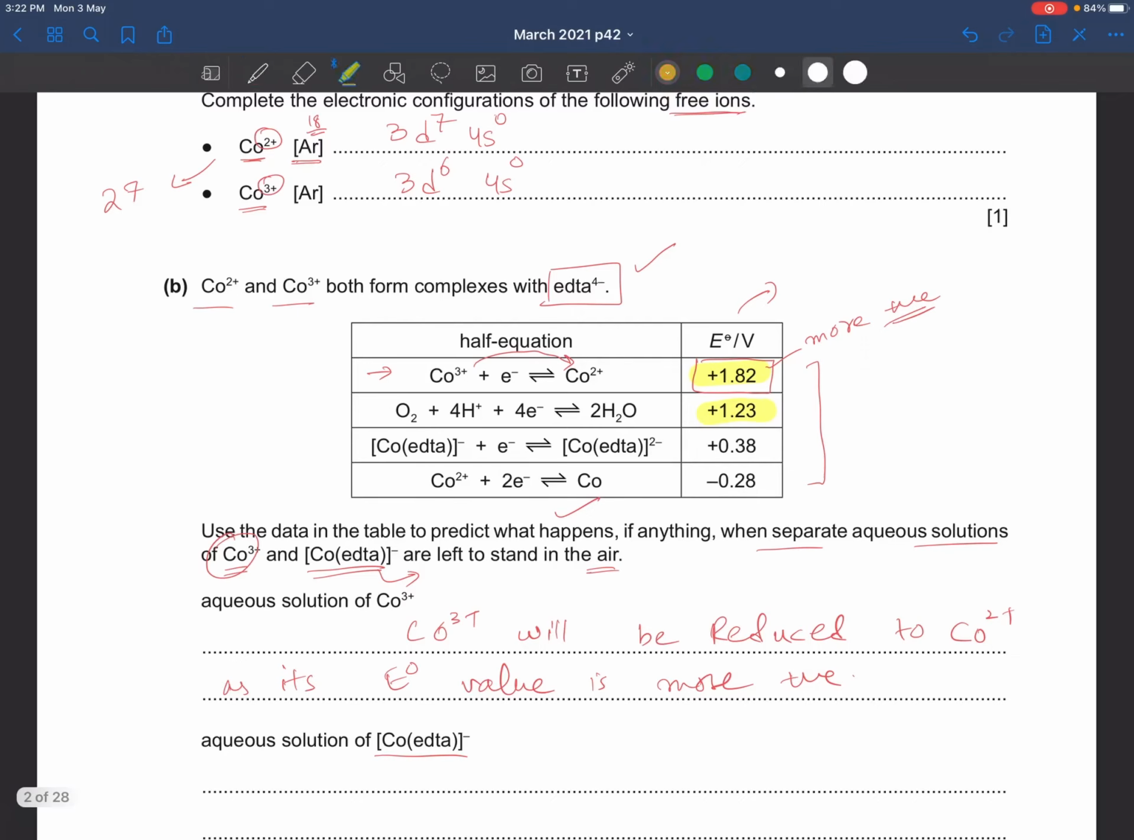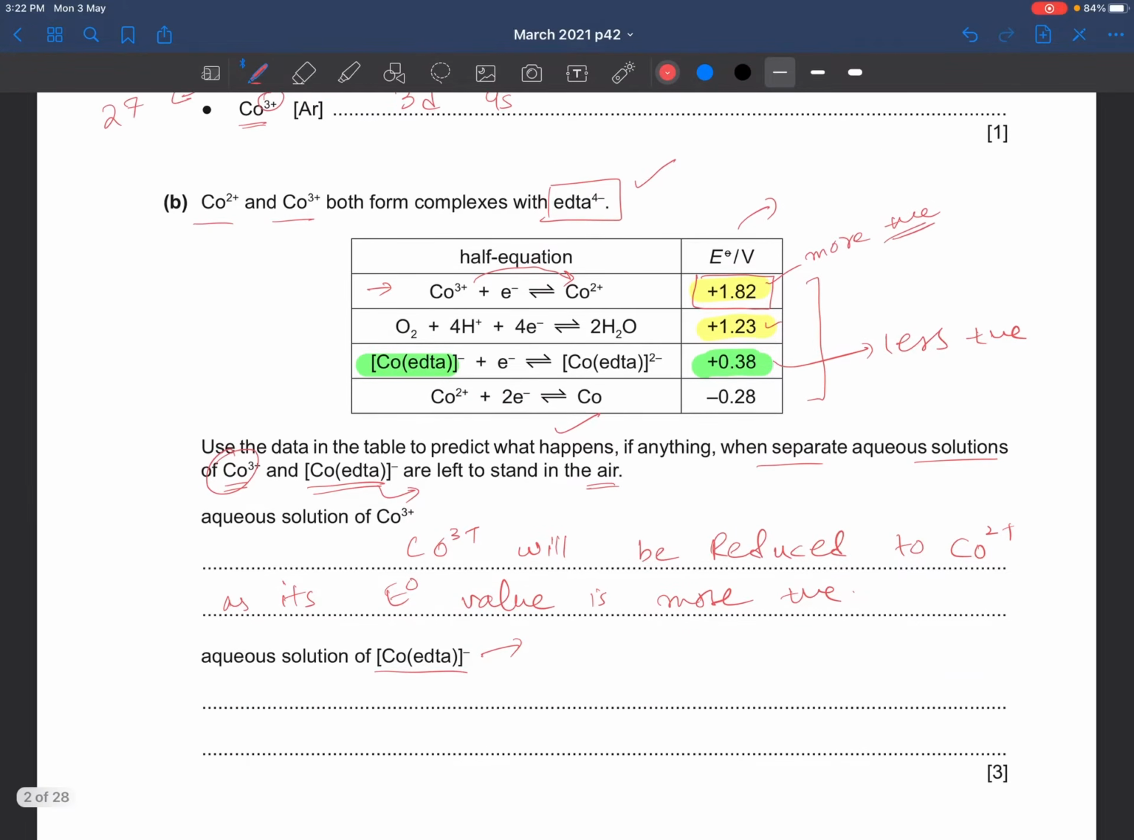As you can see, the E0 value for the complex is +0.38, which is less positive than the E0 value for oxygen. So this is less positive. That means when this complex is left to stand in air, nothing would happen. It will not be oxidised, because the E0 value is less positive than the E0 value for oxygen. So nothing would happen. Nothing would happen. Okay, no reaction.